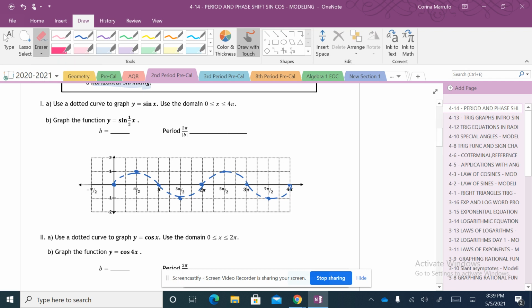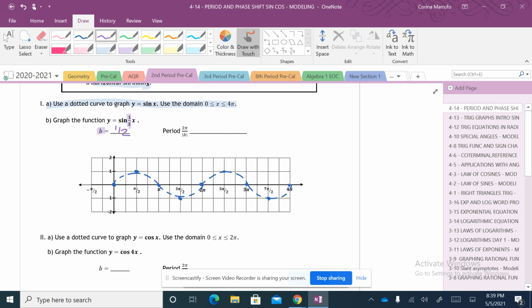Alright, so we already did part A. We used a dotted curve to make sine of x between 0 and 4 pi. So now it's telling us to graph y equals sine of 1/2 times x. Okay, so if we take half of x, then b here is going to be 1/2. Okay, so here's 1/2.